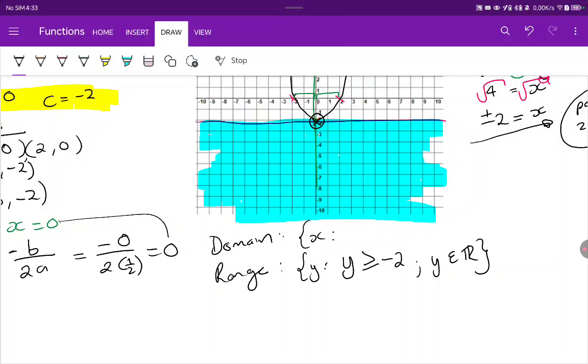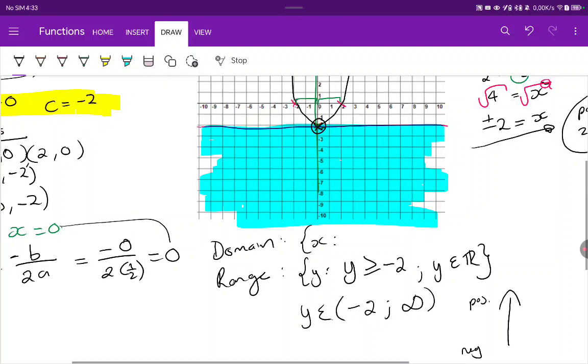Another way of writing this would be to say that you have negative 2, semicolon, positive infinity. So y can be an element of that. Those two are 2 ways of writing the exact same thing. Please notice that we write from the bottom upwards. So you start with your negative first and you end with your positive on the right. Negative on the left, positive on the right.